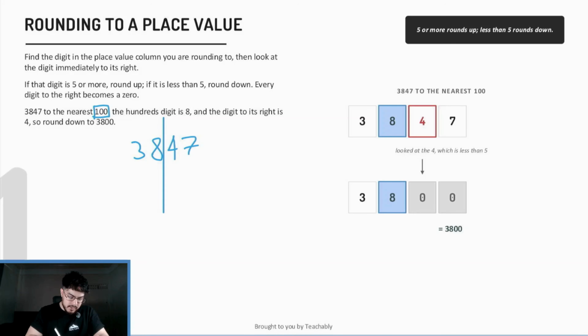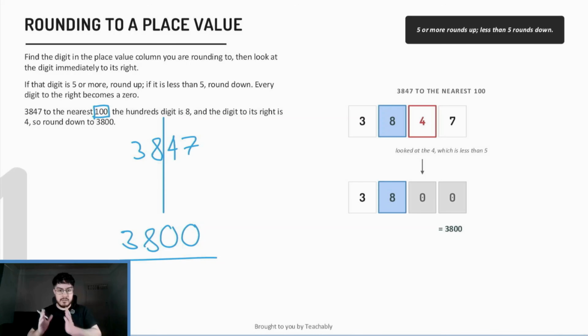Then we need to look at the number immediately to its right. Is that 5 or more, so 5, 6, 7, 8, or 9, or is it less than 5, so 4, 3, 2, 1? In this case, it is less than 5. And what do you do when it's less than 5? You basically don't do anything to this number. Your rounded number becomes 3, 8, because you've not done anything to this. And then anything to the right of the column we're looking at, the hundreds, just becomes 0. So 0, 0. Okay? So this would be our answer if we were told to round this to the nearest 100.